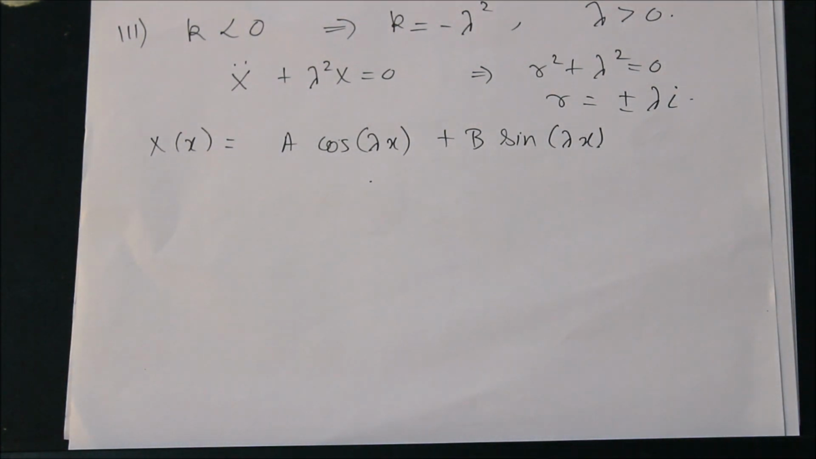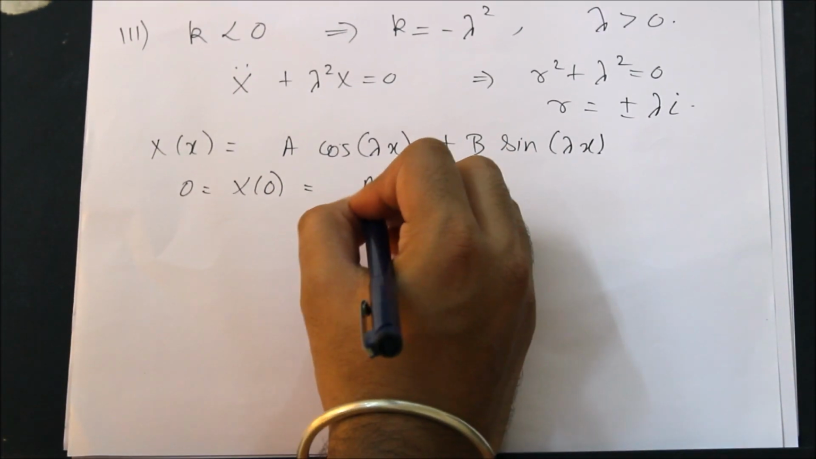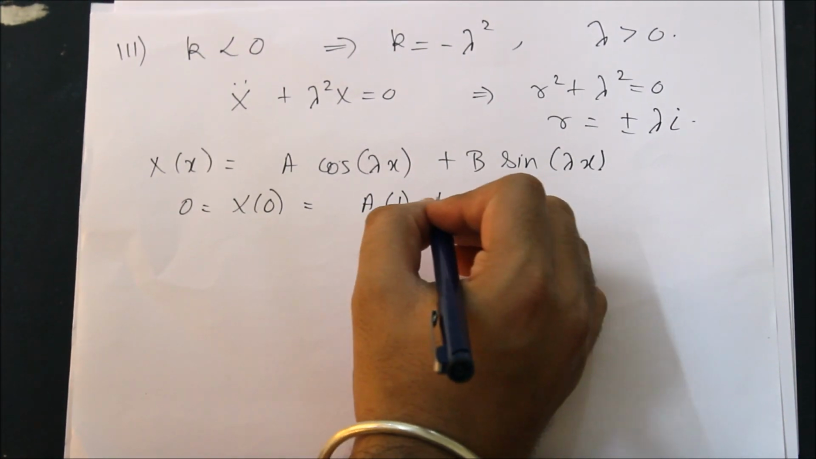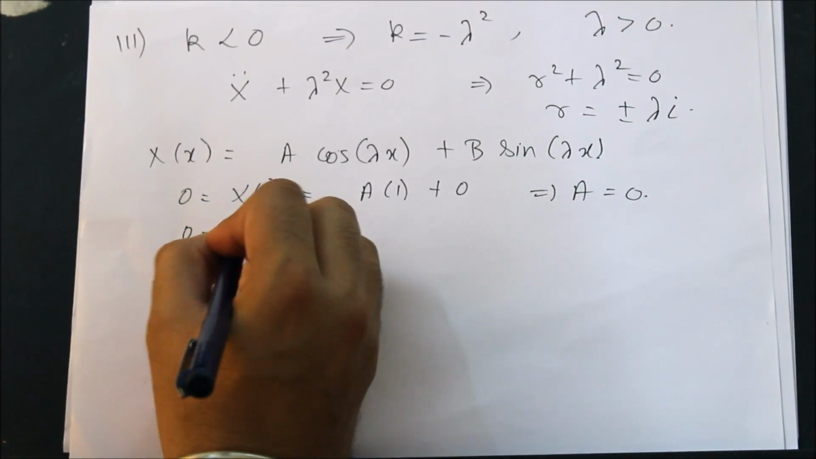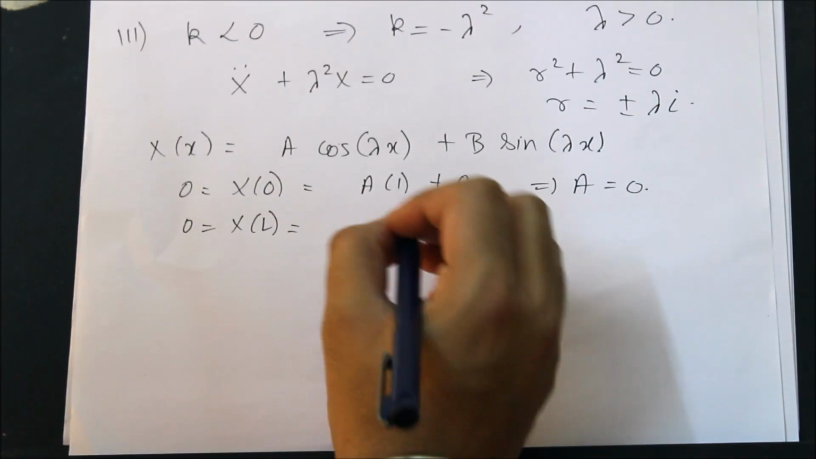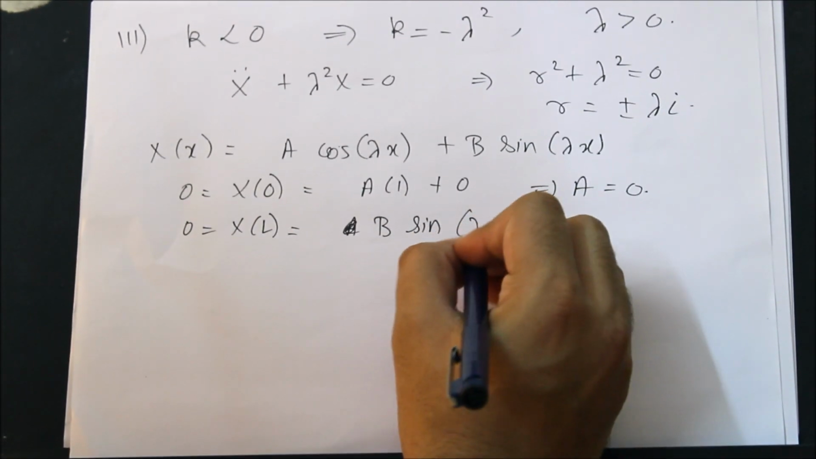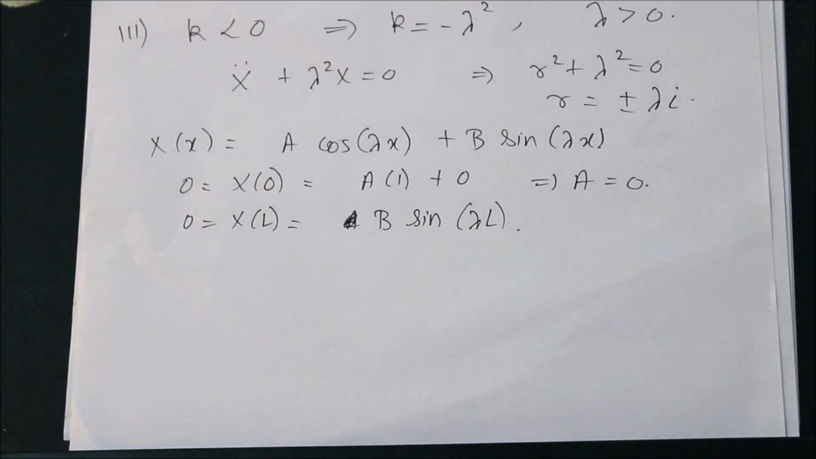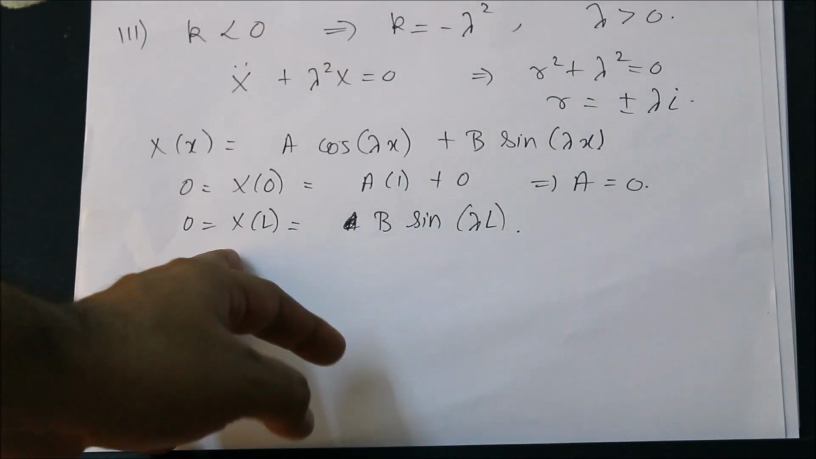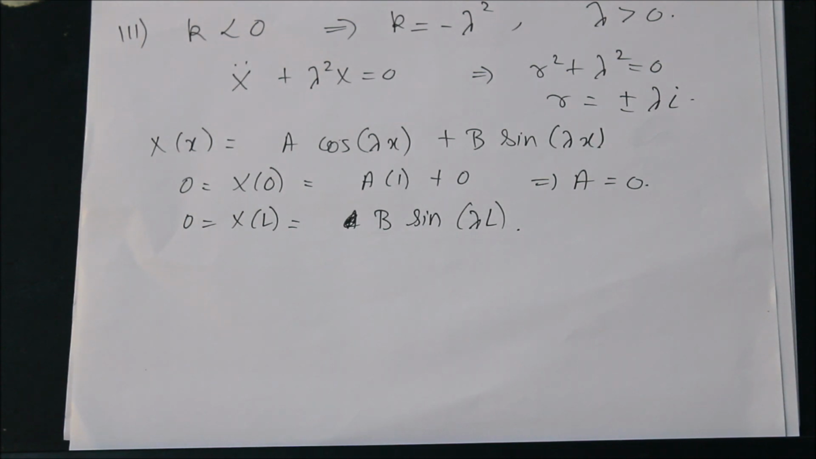And now let's try to find our a and b. Let's use the same boundary conditions. So 0 is equal to x of 0 is equal to a cos 0, which is 1, plus b sine 0, which is 0. So this implies my a is 0. And 0 is equal to x of L. So that means, with a being 0, I have b sine of lambda L. So now again the product is 0. So either b is 0 or sine of lambda L is 0. But again if I take b equal to 0, my a is 0, b is 0, I again get a trivial solution. My x will be 0, hence my u will be 0.